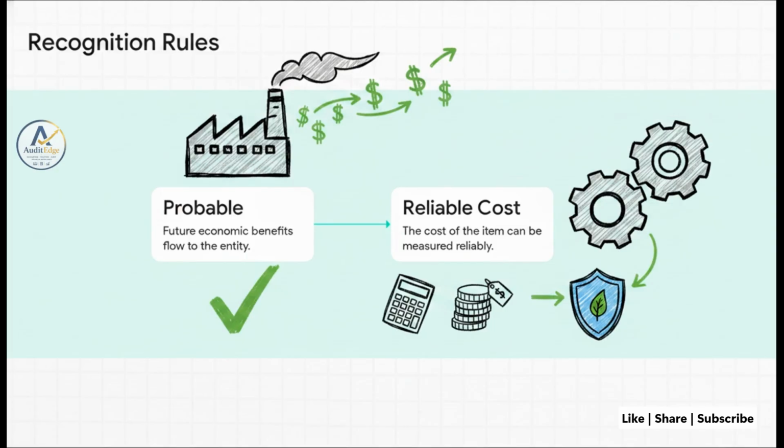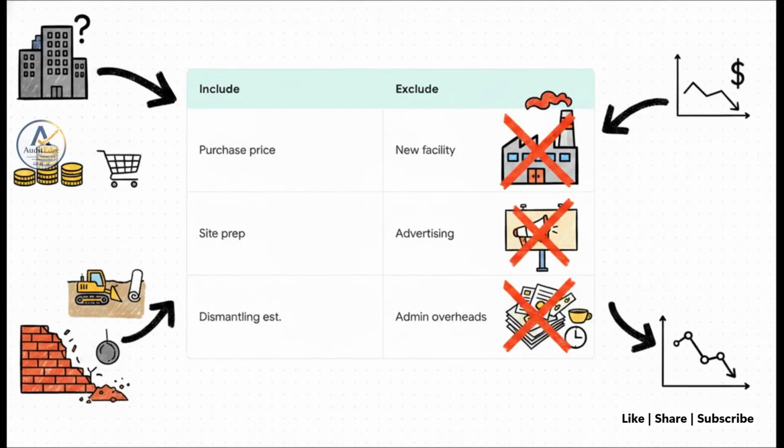Let me give you a brilliant example straight from the standard. Imagine a chemical manufacturer installs some highly expensive new environmental safety equipment. Does this equipment directly produce chemicals or increase revenue? No, it doesn't. But without it, the factory is legally not allowed to operate. Because it enables the factory to continue making those future profits, it definitely gives future economic benefits. So, it is recognized as an asset. Simple.